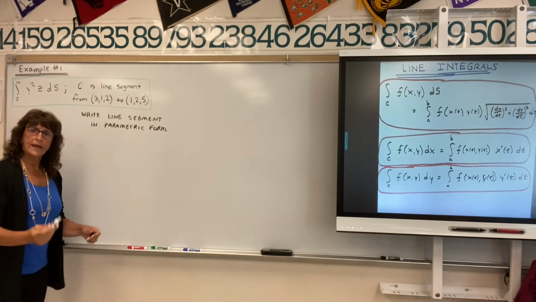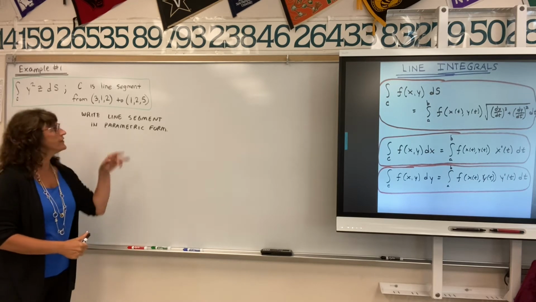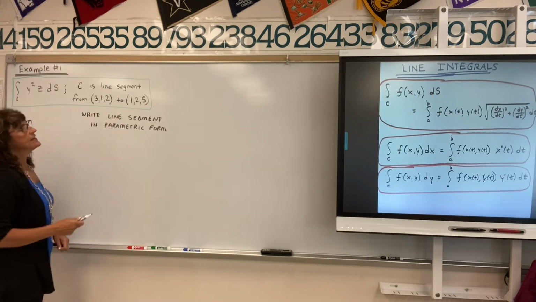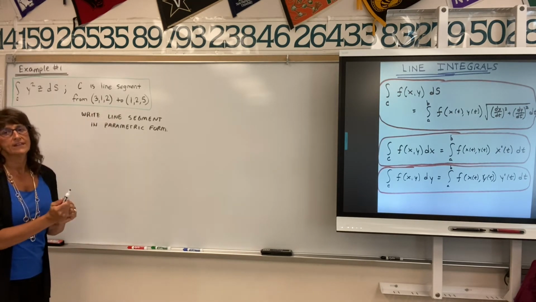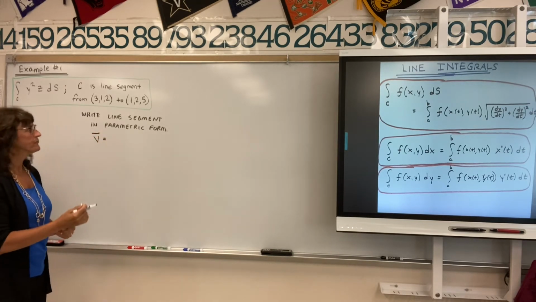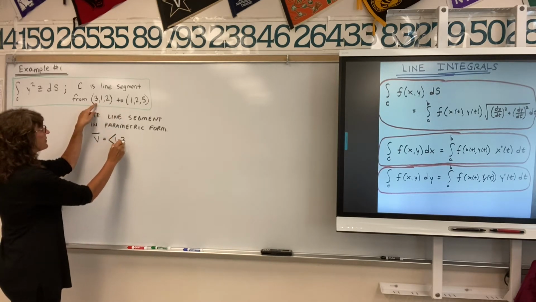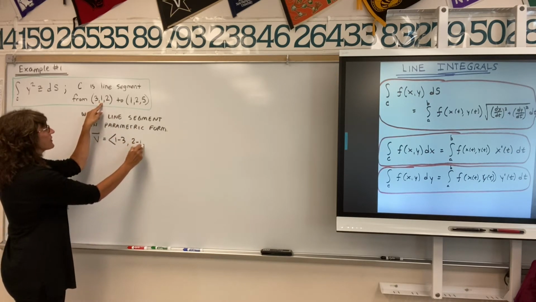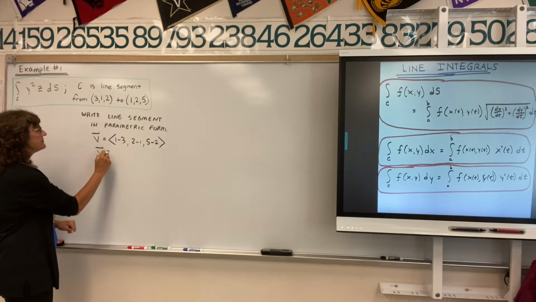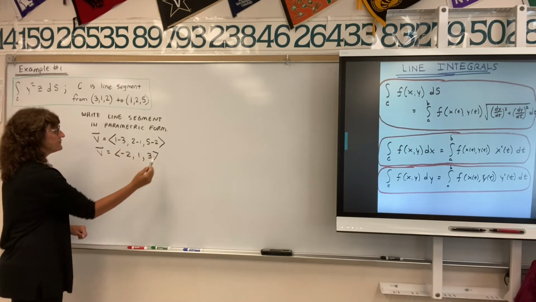To do that, if you remember back when you started your Cal 3 class, you need a parallel vector and then a point. They give us 2 points, so we use one of the points, but you need the parallel vector. So we need to take these 2 points representing a line segment and write that in parallel vector form. Our parallel vector is 1 minus 3, 2 minus 1, and 5 minus 2. Let's simplify that. So the parallel vector is negative 2, 1, 3.